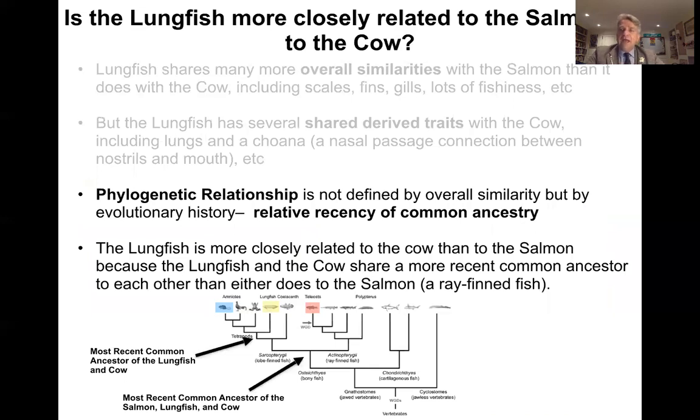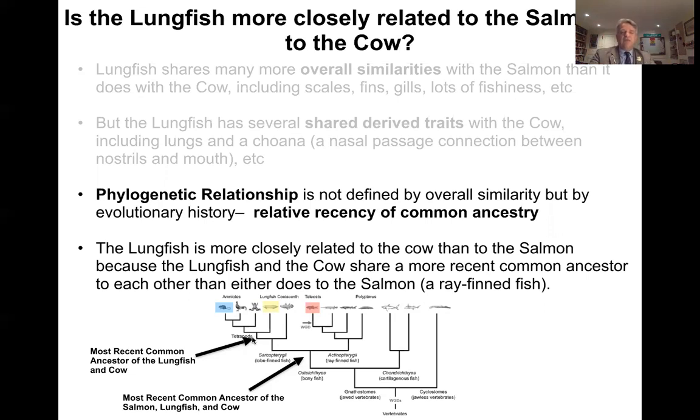And indeed, if we look at the phylogenetic relationships, these are not defined by the overall similarity of the fishiness of the lungfish and the salmon, but by their evolutionary history. That is the relative recency of common ancestry. And that's it. In phylogenetic systematics, we're looking for the relative recency of common ancestry. So if we have a phylogeny of the major groups of vertebrates, we see that the lungfish is more closely related to the cow than either is to the salmon. Why is that? It's because the lungfish and the cow share a more recent common ancestor to each other than either does to the salmon.